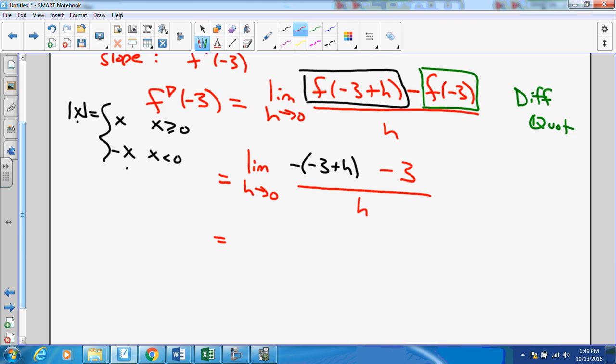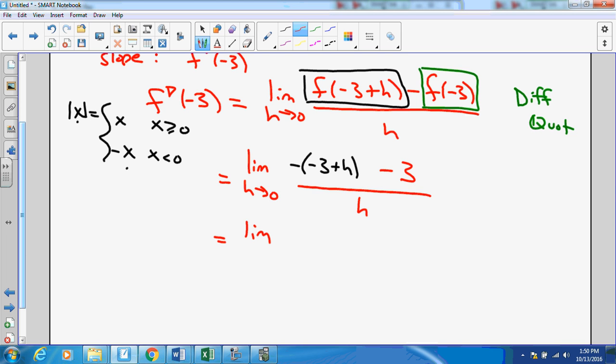So this was the hard part, and the deciding on the negative sign here was based upon which piece I wanted to use, and the piece I wanted to use was based upon the value of negative 3 plus h, which was going to be a negative number. If I were doing the derivative at x equals 2, I would use the positive piece, because 2 plus h is greater than 0 for h's that are very small, for h close to 0. Does that make sense to everybody?